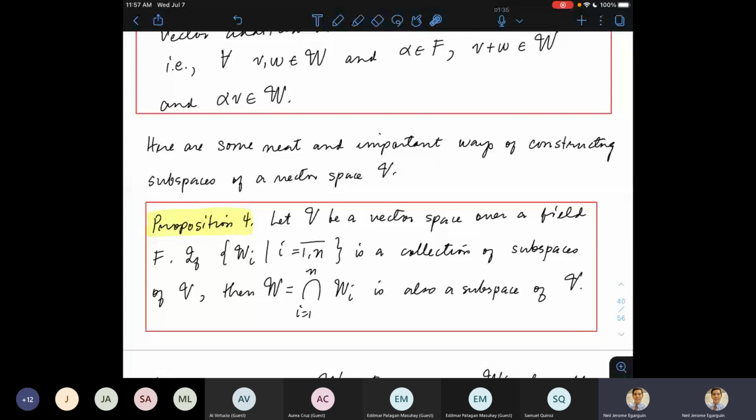I don't know if we will be using proposition 4 a lot, but it is a good proving exercise, an example of how to use theorem 3 in order to prove that a non-empty subset is a subspace of a vector space, right? So that's why I included it here.